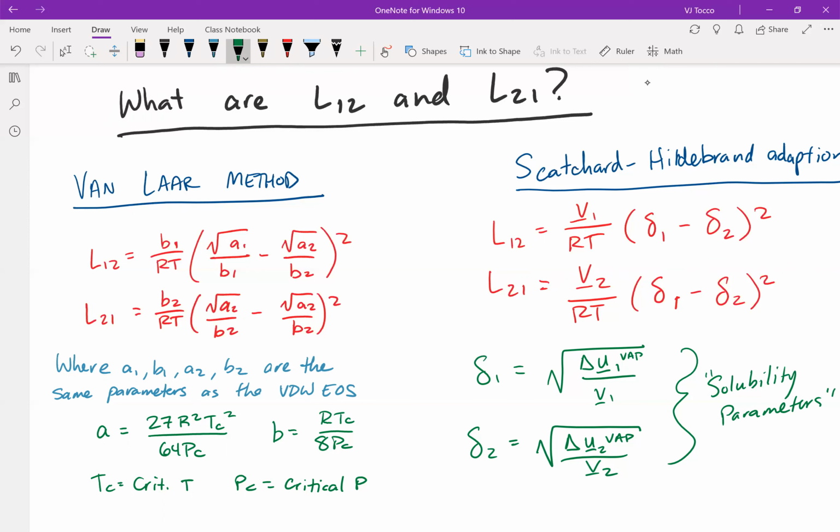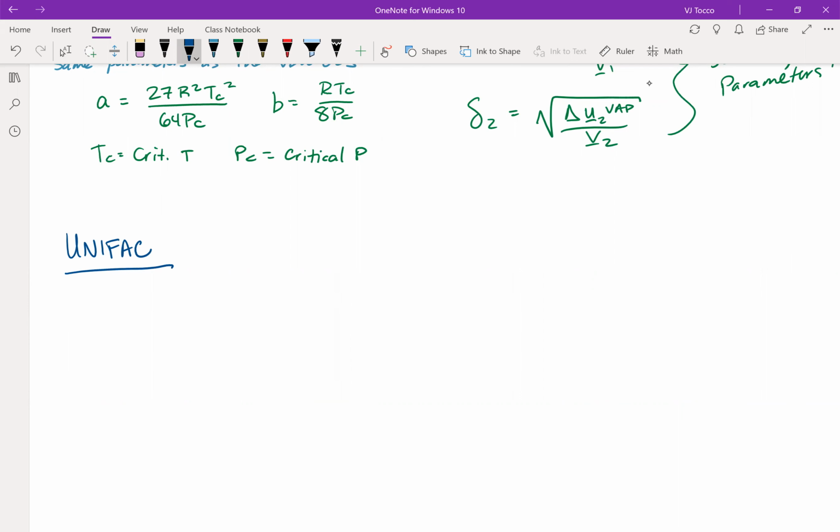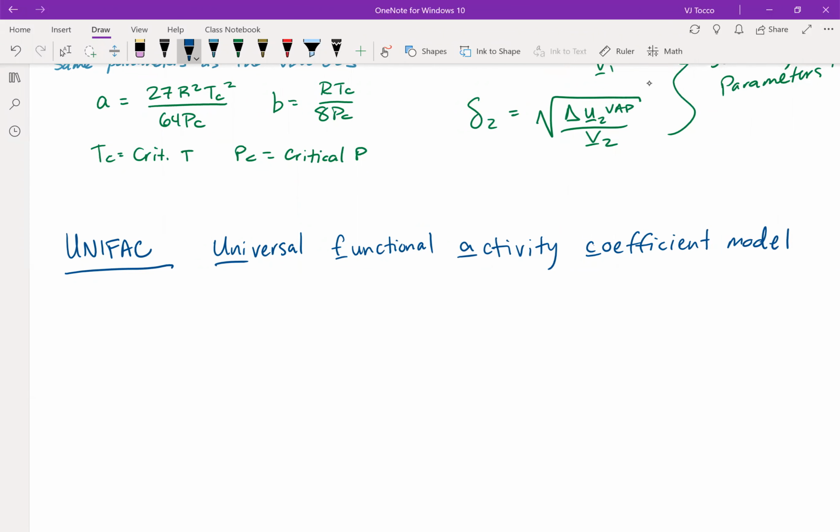One more predictive approach, which is slightly more common, is called UNIFAC. I like this one because of the name, but also because it's neat in how it works. UNIFAC is an acronym standing for Universal Functional Activity Coefficient model. And what UNIFAC does is it takes into account which functional groups are present.